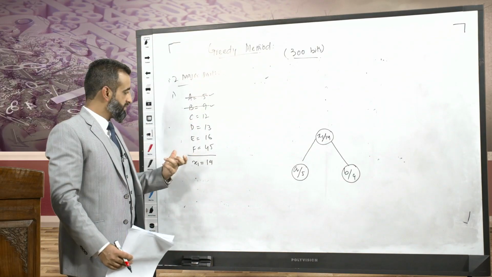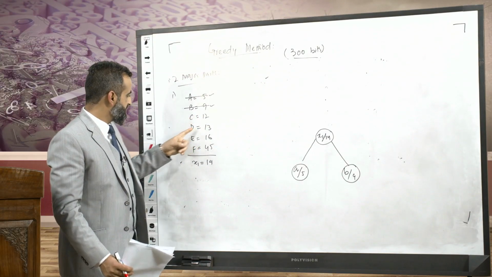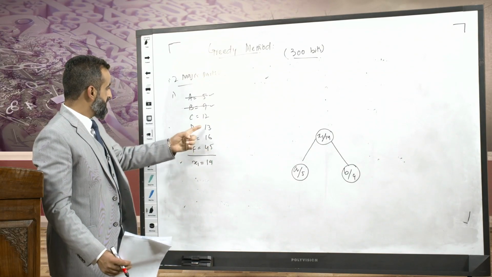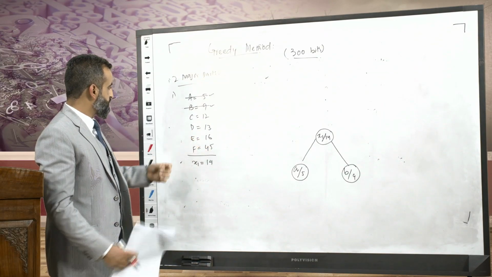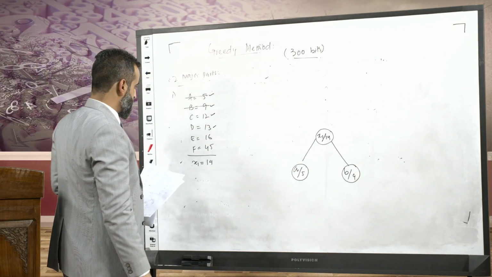with the least possible value. Now the least possible value here is 12 for C, 13 for D, 14 for the new one. We'll be including this as well. 16 for E and 45. So obviously you have 12 and we have a 13. So these are the two nodes that I'll be selecting.